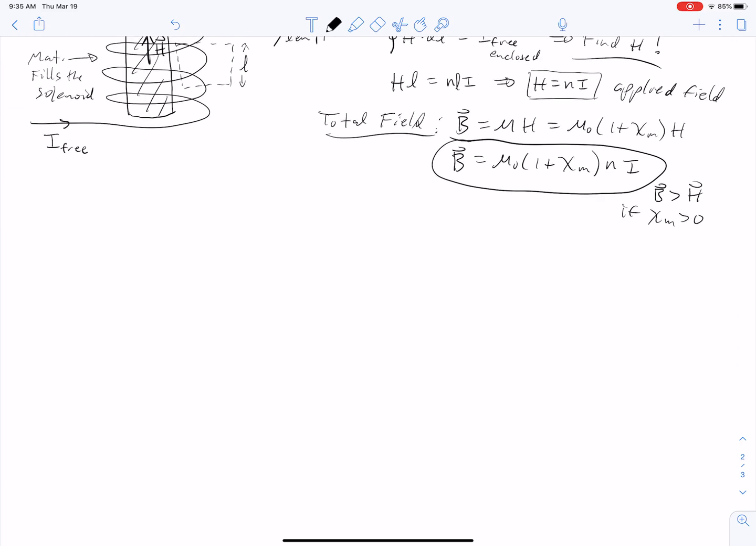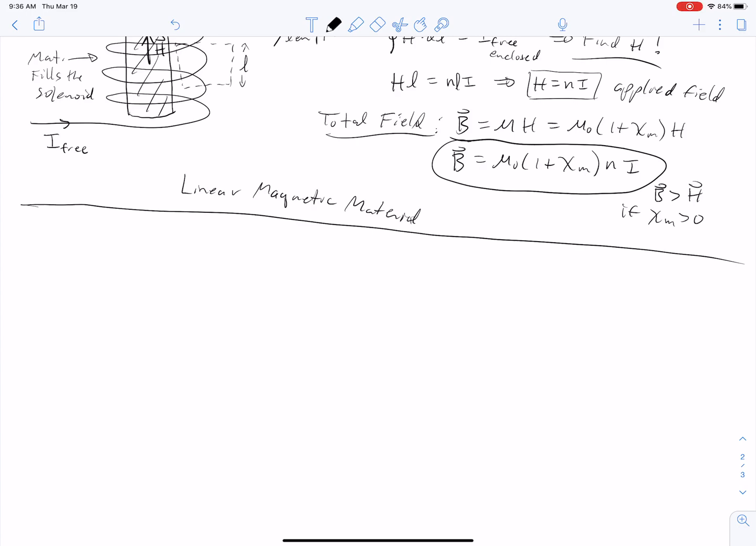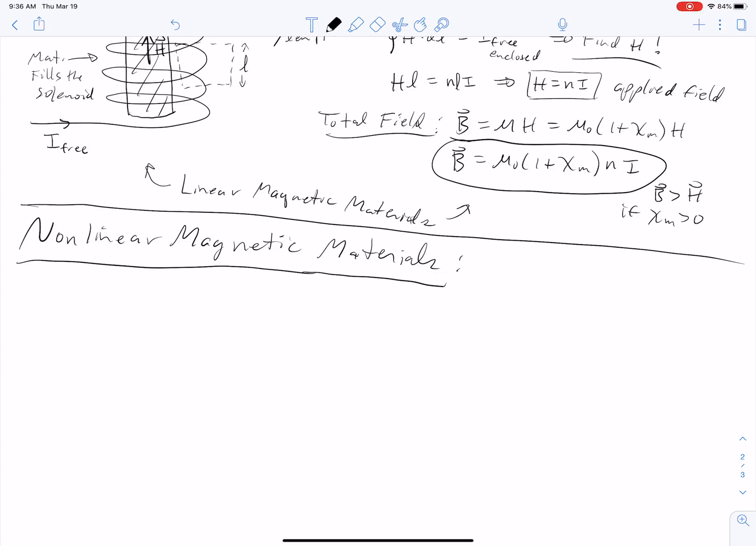Okay, so that's all that I want to say for linear materials. That's the situation for linear magnetic materials, and you can see how the treatment is very similar to the treatment of linear dielectrics. But now we're going to do something different. Let's talk about nonlinear materials, nonlinear magnetic materials. This is a discussion that we did not have for the electrostatic case. The reason is because there do exist nonlinear dielectrics, but they're not as important or as prevalent as nonlinear magnetic materials.